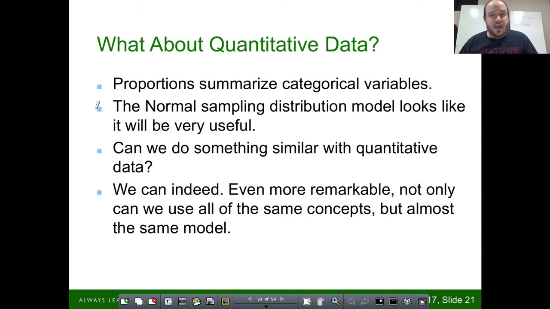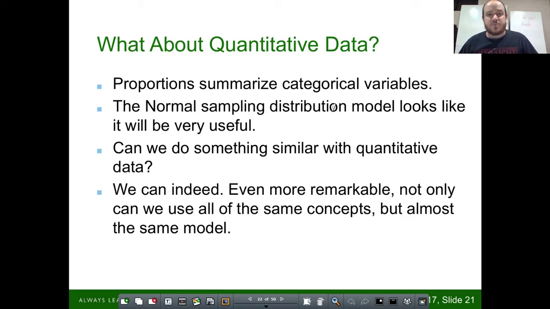We'll take a look at what we got here. So it says here, what about quantitative data? Now remember, what's the difference between quantitative and categorical? Quantitative is when you are receiving data that's actual measurements of something, whereas categorical was much more like our proportions of stuff, like we were saying what percent of people fell into what categories, all right? So it says proportions summarize categorical variables, like we just said.